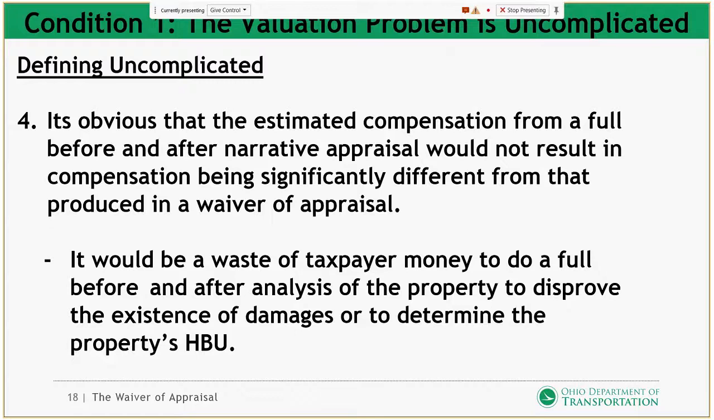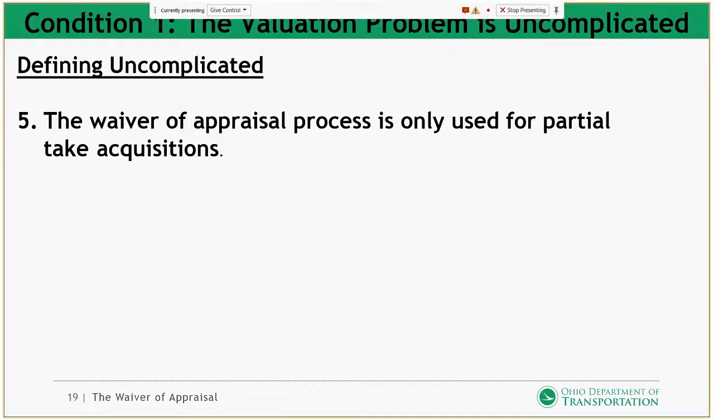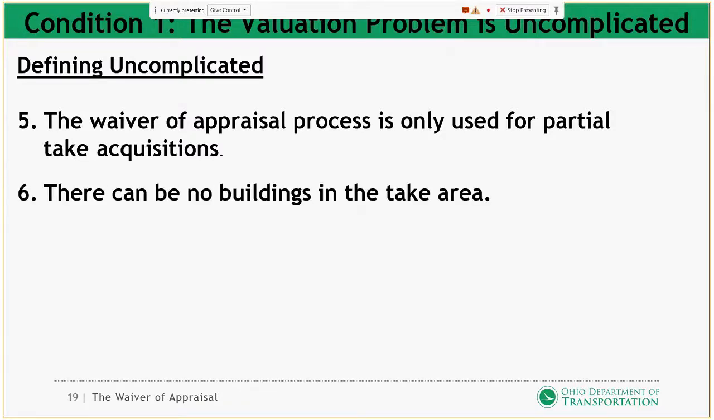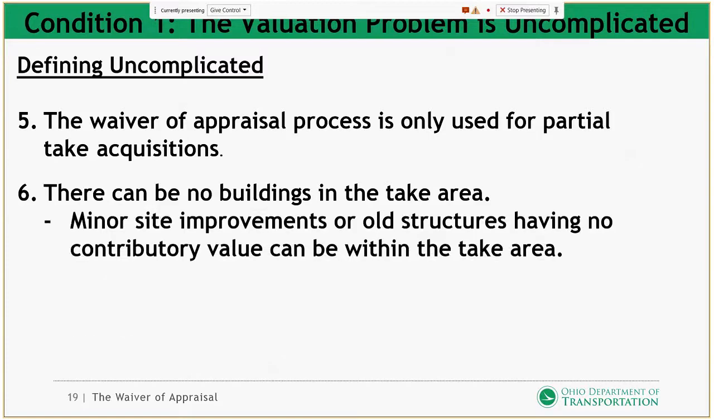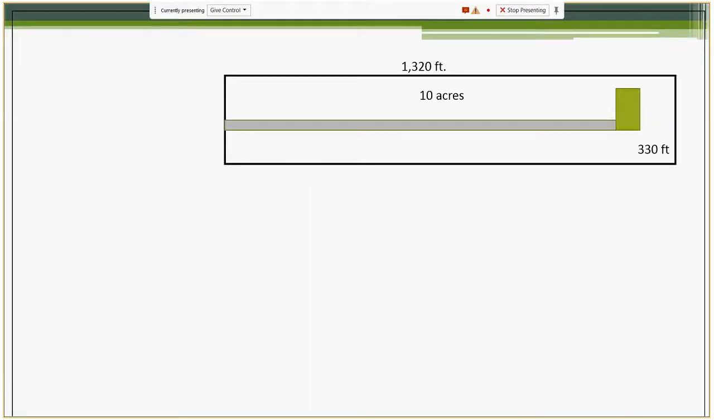It would be a waste of taxpayer money to do a full before and after analysis of the property to disprove the existence of damages or to determine the property's highest and best use. The waiver of appraisal process is only used for partial take acquisitions. There can be no buildings in the take area other than minor site improvements or old structures having no contributory value. So let's look at an example.